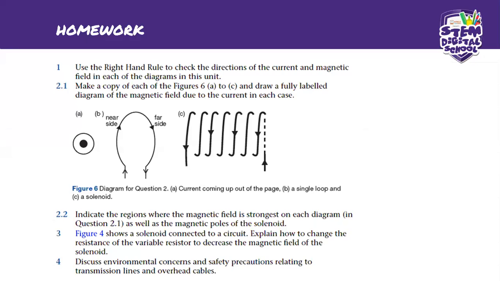This is the homework that I had for you today. I asked you to discuss the environmental concerns and safety precautions relating to transmission lines and overhead cables. As long as your answers have to do with the safety and health of birds and all flying things that could be affected by the lines, for example being electrocuted.